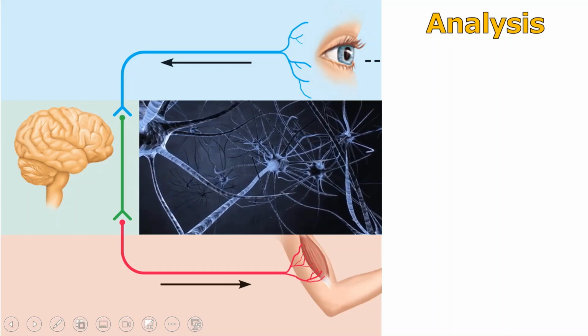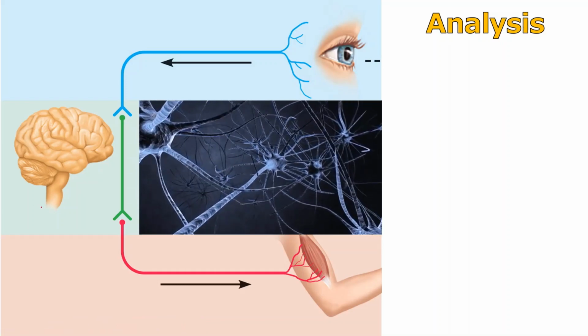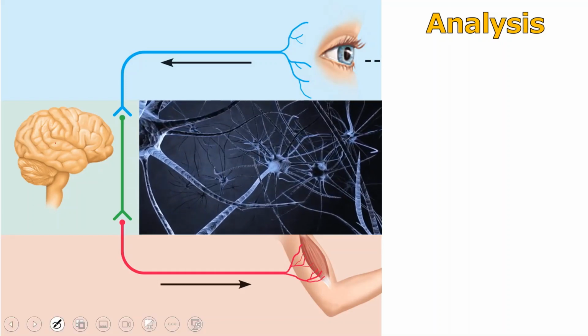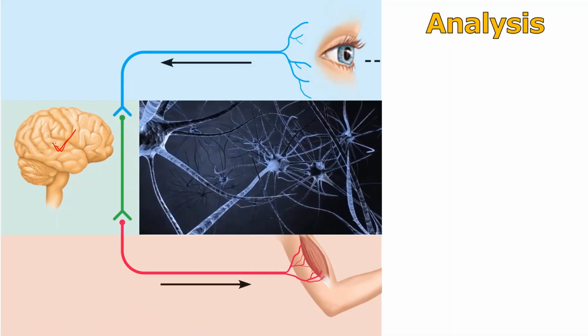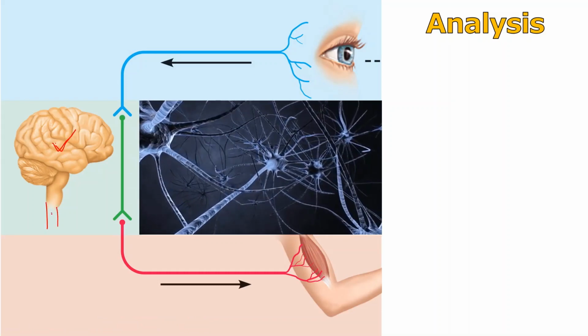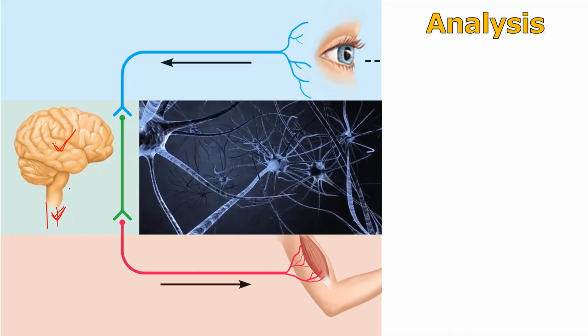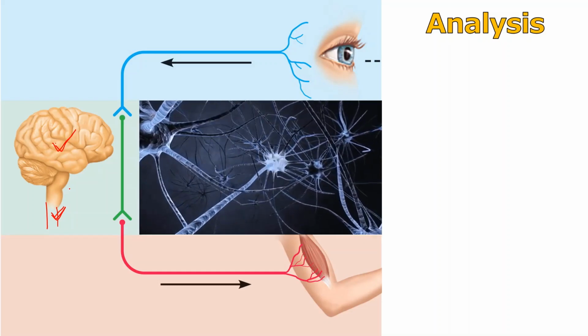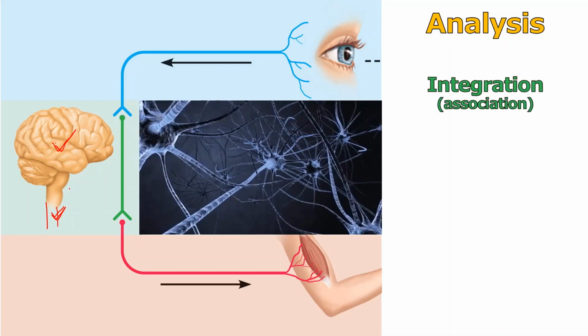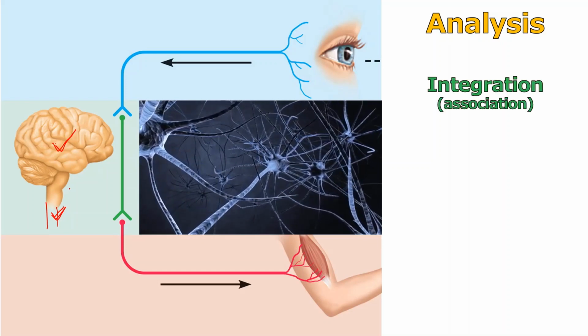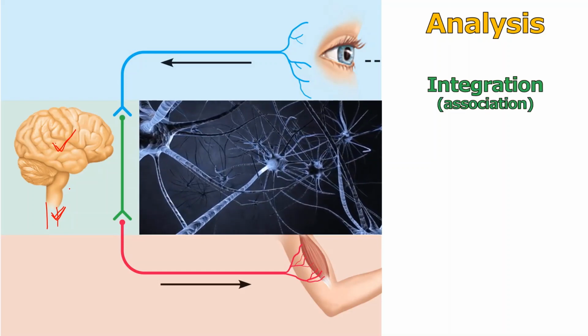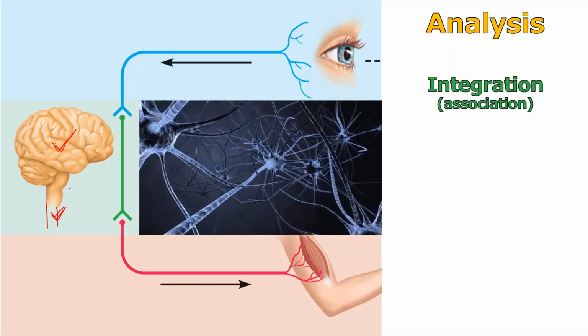The second part of this has to do with the central nervous system, either the brain, if you want to talk about, say, deep thought, or the spinal cord when you're thinking of some sort of reflex type of action. So the analysis part will take place usually completely within the central nervous system. More formally, it's known as integration or association, or some other things we'll see down the road.